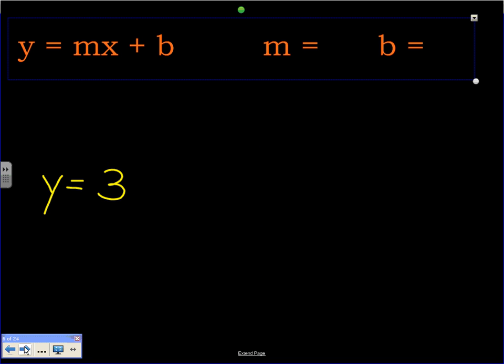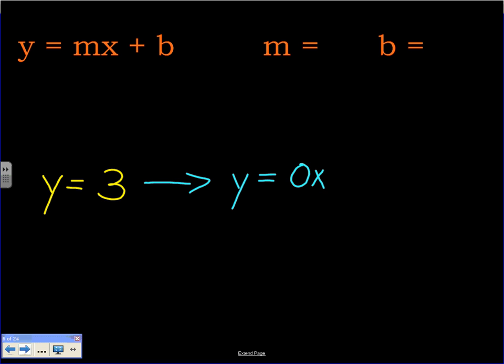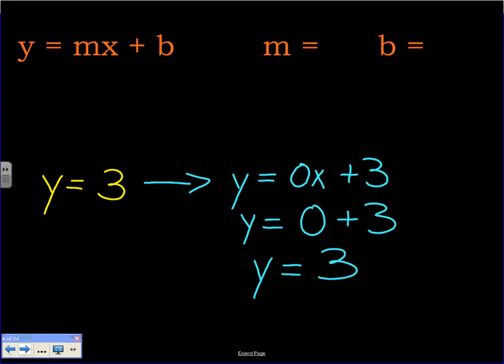For this example here, it is already in slope-intercept form. It doesn't look like it because there's no variable x, but if we set this up as y is equal to 0x plus 3, the reason we can get rid of 0x is because 0 times x is 0. And simplifying, 0 plus 3 is 3. So y is equal to 0x plus 3. The slope in this case, m, is going to be 0. The y-intercept is going to be a positive 3.